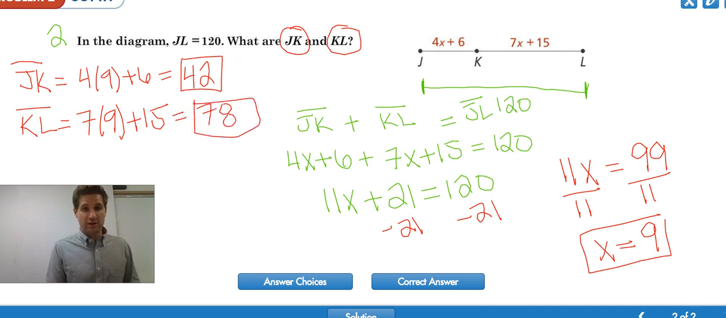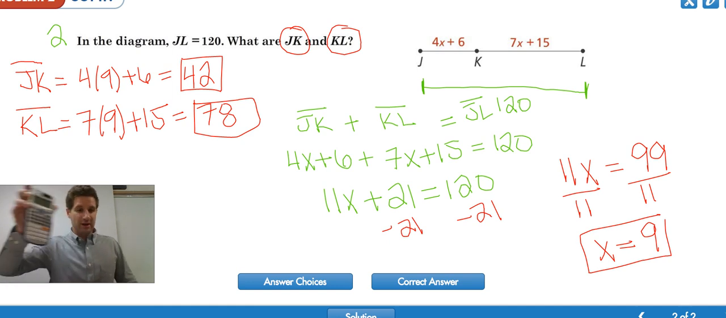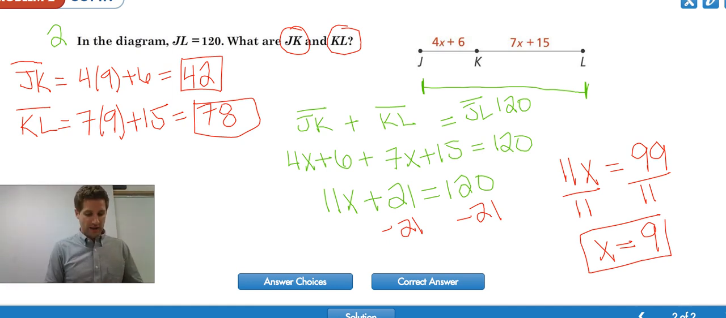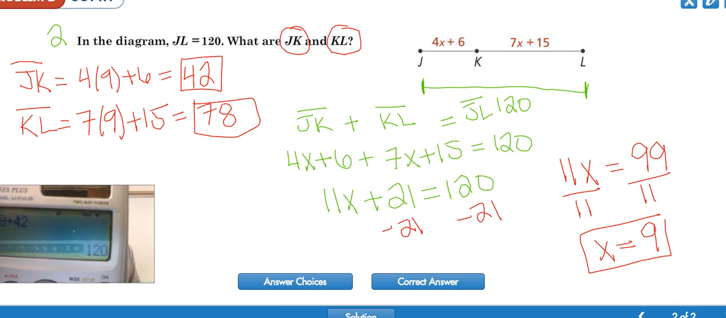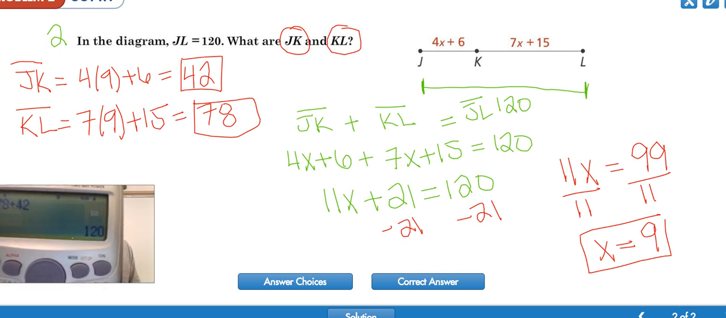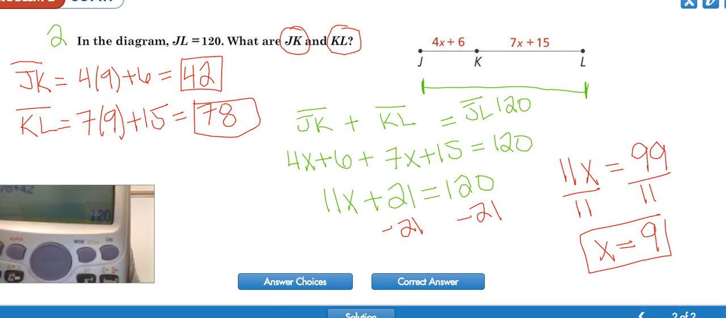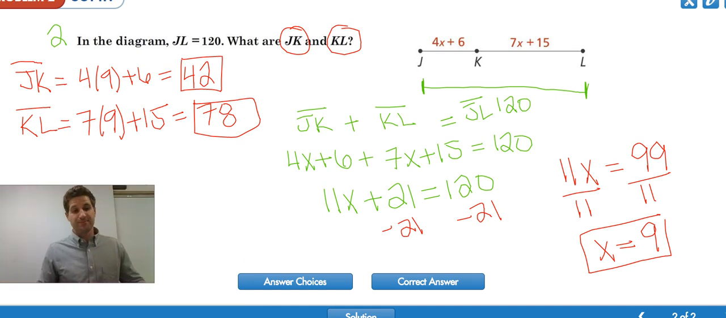And then we can do a real quick check. I have my calculator, no shame in doing that. We can go ahead and add 78 and 42. And what should happen, if you can kind of see on my screen, 78 and 42, they do make 120, which is the full segment length. So I'm pretty sure I got this one right. All right, let's look at the next one.